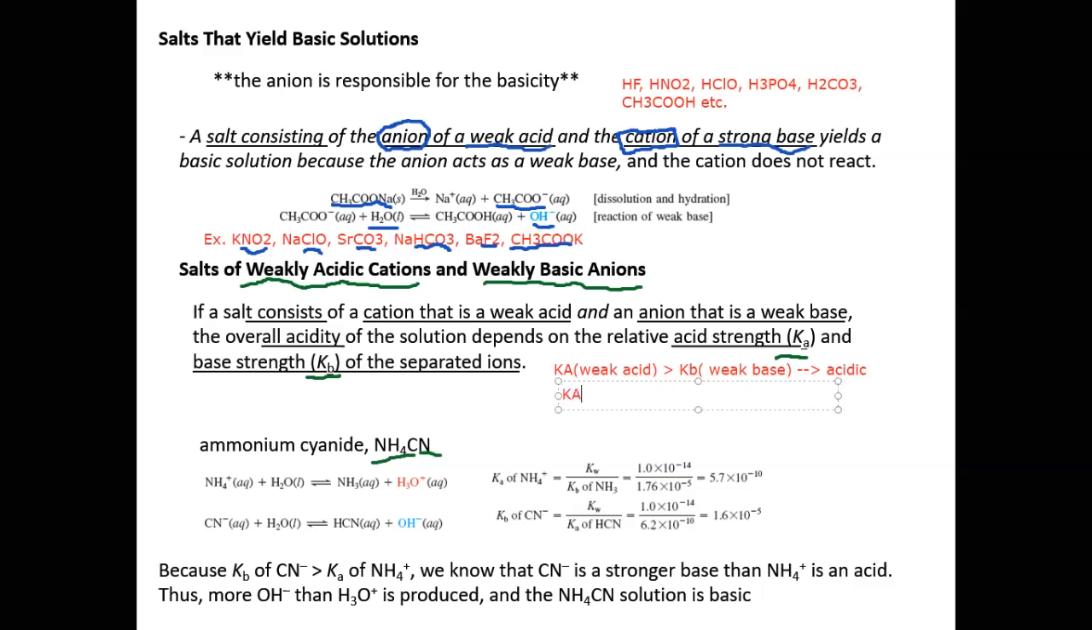If Ka of weak acid is less than Kb of weak base, it'll be basic. And if in the rare occurrences, Ka of weak acid equals Kb of weak base, as you can imagine, it would be neutral.